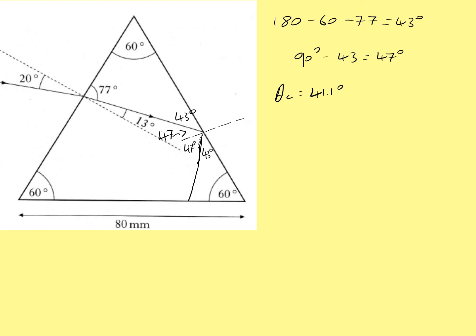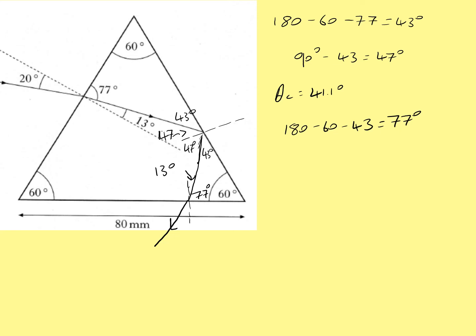That's going to be 43 degrees, which means we can draw another normal here at 90 degrees to the surface. We know that this is 43 degrees, this is 60 degrees. We can work out the angle here. 180, take away 60, take away 43, gives us 77 degrees, meaning our angle of incidence here is 13 degrees. 13 degrees is definitely less than 41.1, so refraction takes place. Remember, when we refract, we move away from the normal because we're coming into a less dense medium. So here's our refracted ray.